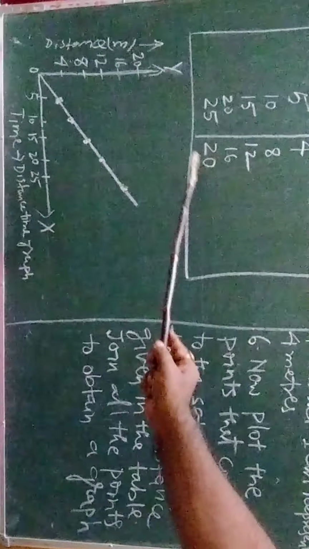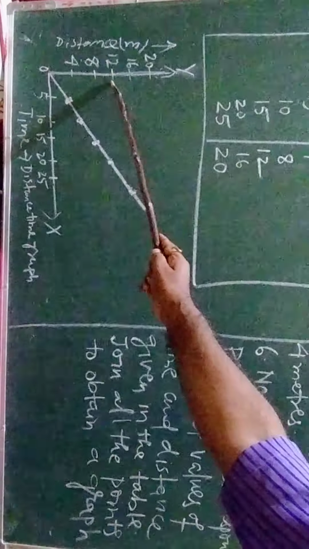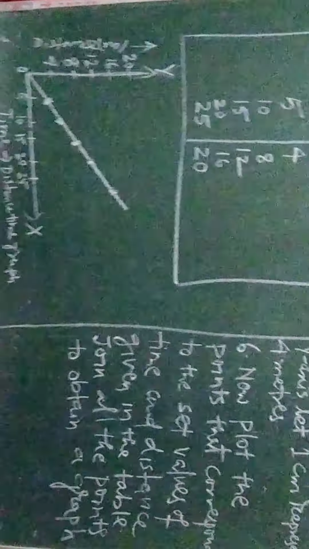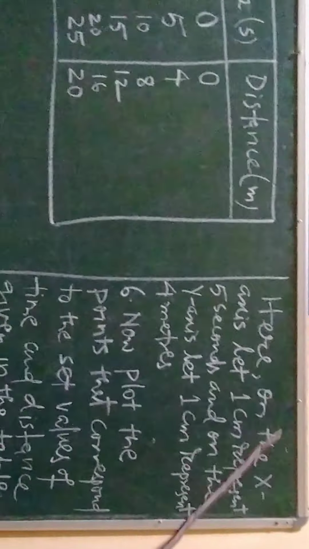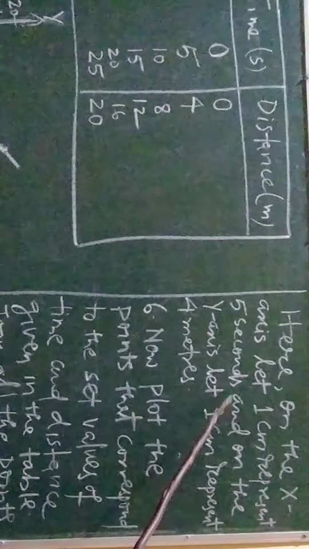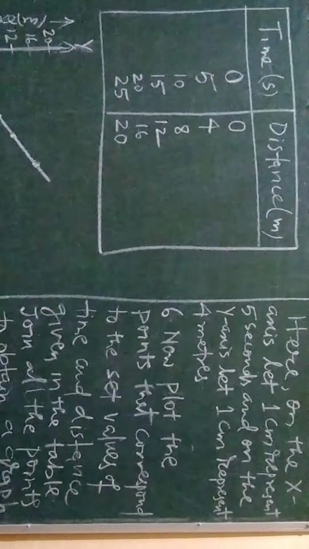Here you can see the distance time graph. It is plotted 5, 10, 15, 20 and 25 on the x-axis, and in case of the y-axis 4, 8, 12, 16 and 20. You can see that this is a straight line. On the x-axis let 1 centimeter represent 5 seconds and on the y-axis let 1 centimeter represent 4 meters.